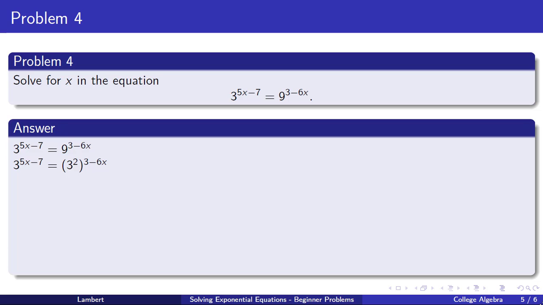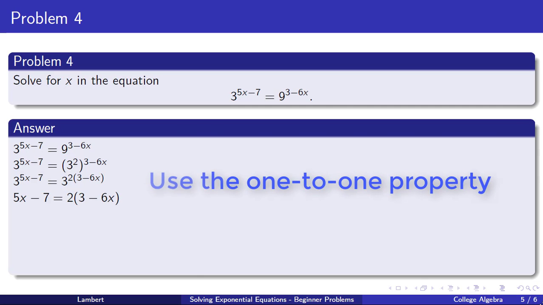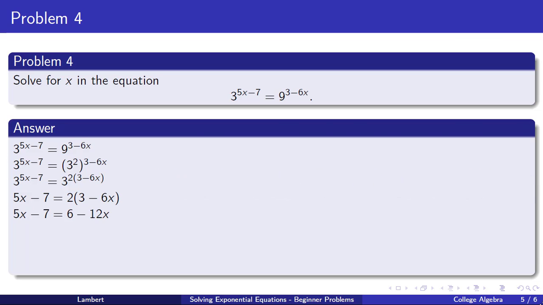And by exponential laws, we just multiply exponents. So now we have 3 to the 5x minus 7 equals 3 to the 2 times the quantity 3 minus 6x. So moving forward from here, what do we have? We basically can rule out those bases and just look at the exponents, because the exponents would have to be the same for these to be equal. So you get 5x minus 7 equals 2 times the quantity 3 minus 6x, which means when we distribute that right-hand side, we get 5x minus 7 equals 6 minus 12x.